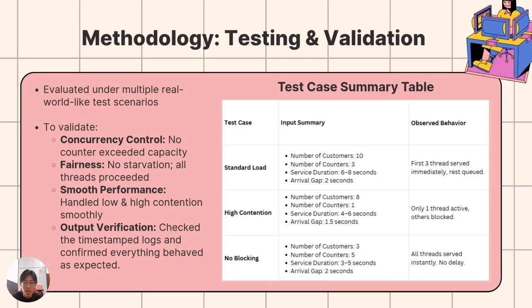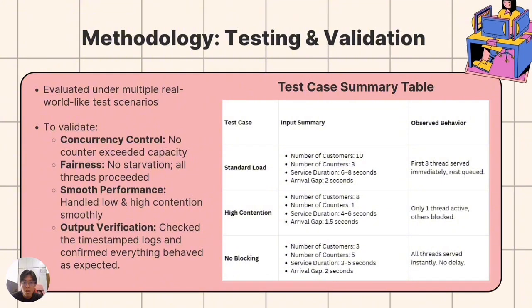Here, as you can see, there is a test case summary table. We have 3 test cases, which are standard load, high contention, and no blocking. For standard load, we have 10 customers, 3 counters with service duration of 6 to 8 seconds and arrival gap of 2 seconds. For high contention, 8 customers and only 1 counter with service duration of 4 to 6 seconds and arrival gap of 1.5 seconds. And for no blocking, only 3 customers with 5 counters, service duration of 3 to 5 seconds and arrival gap of 2 seconds.